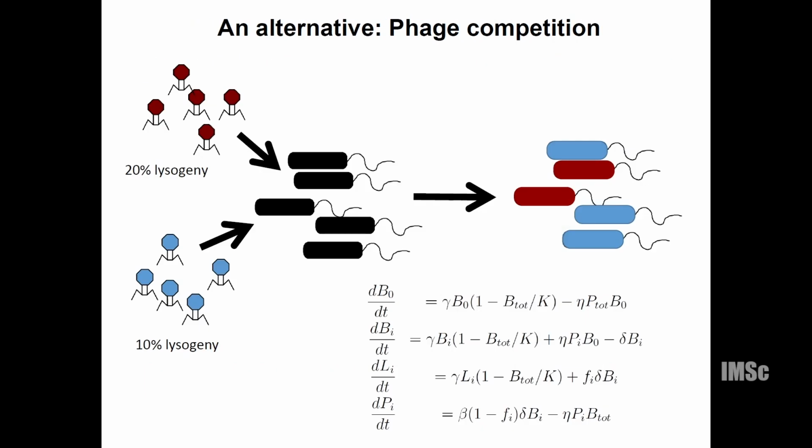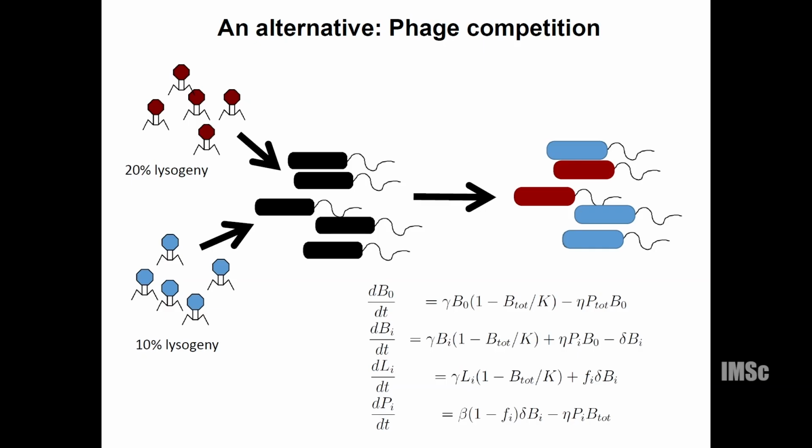But we wanted to investigate another alternative: what if you have multiple viruses attacking the same bacterial population, and each one has its own percentage? Maybe one goes 20% lysogeny, one goes 10%. If you have a competition between these two types of viruses for the same bacterial host population, which one would win? Can one talk about one of them winning? Would certain percentages do better than others?